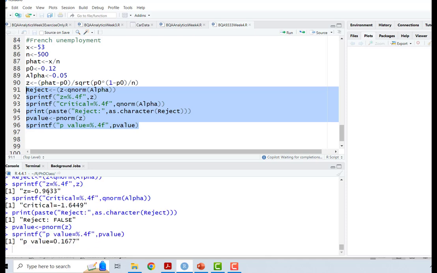So z is minus 0.9633. My critical value, my rejection region, is minus 1.645. So we don't reject. We're not in the rejection region. We're greater than minus 1.645. And our p-value here, again, we just do the p norm of z. It's one-tailed, and the p-value is 0.1677. So the equivalent is it's greater than 0.05. So again, fail to reject H0. Okay, so this was relatively brief this week. We just went through all the z tests manually in R.